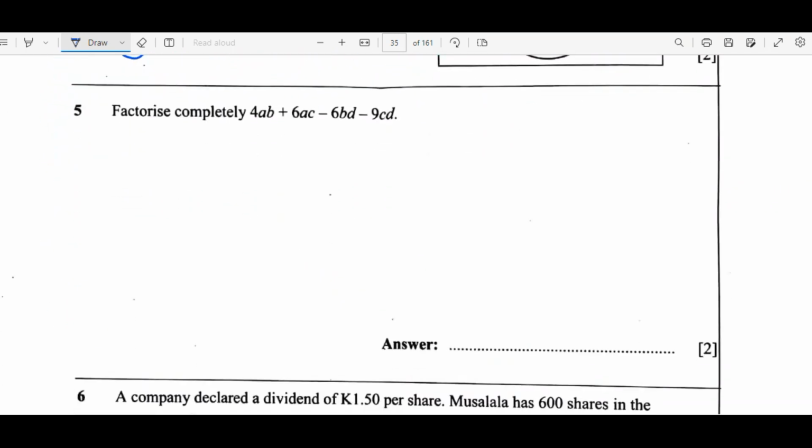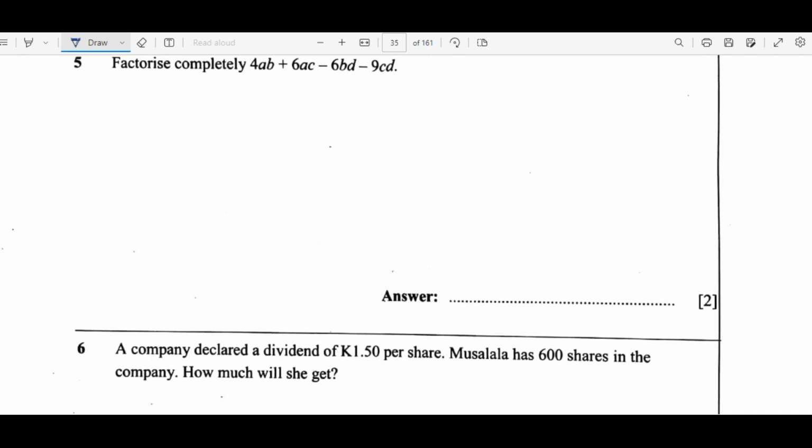So let's move on to question 5. Factorize completely: 4AB plus 6AC minus 6BD minus 9CD. So we can now factorize by grouping terms.